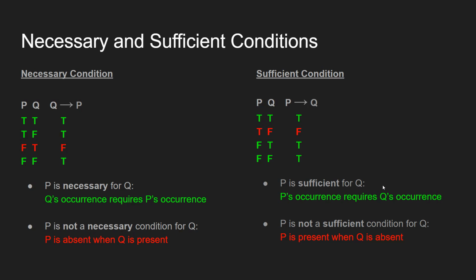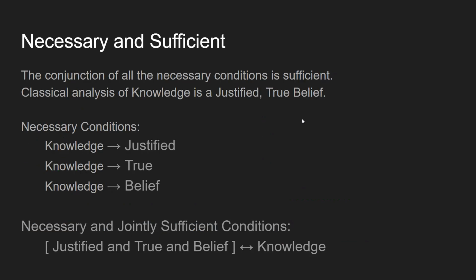So P is sufficient for Q, just in case P's occurrence requires Q's occurrence. P is not a sufficient condition for Q if P is present when Q is absent. So say if it was raining and the floor wasn't wet, then that would mean that we didn't have this kind of relationship. So as I was saying before, the conjunction of all those necessary conditions is sufficient.